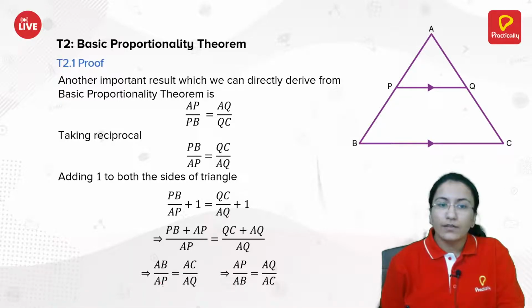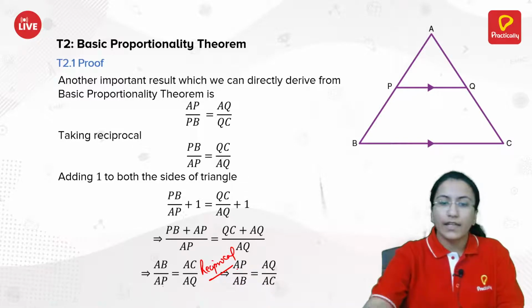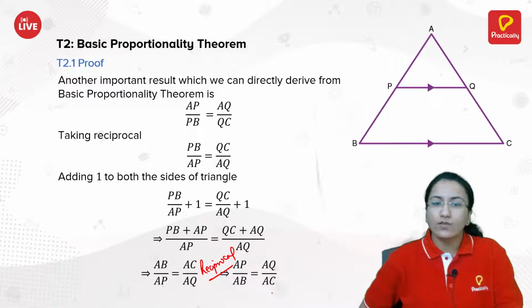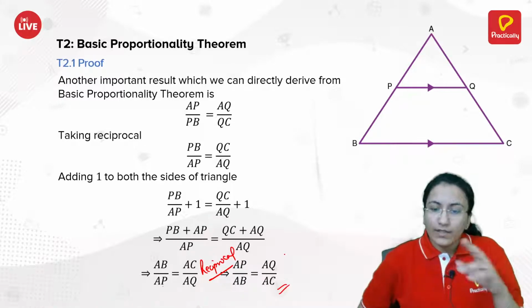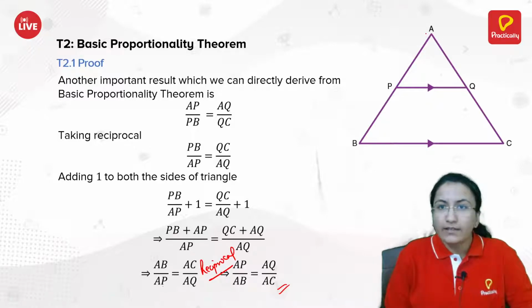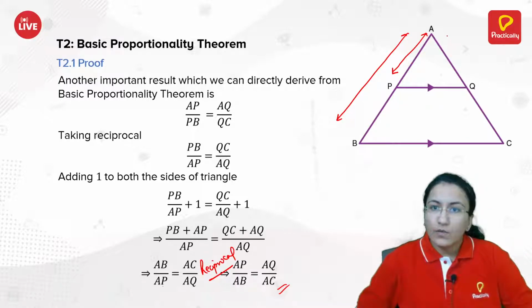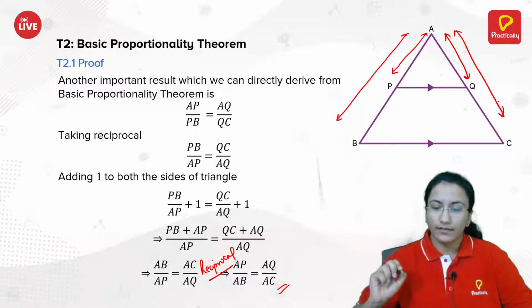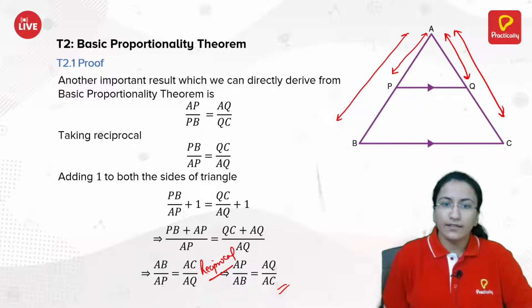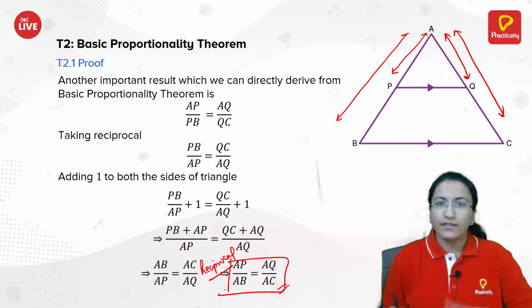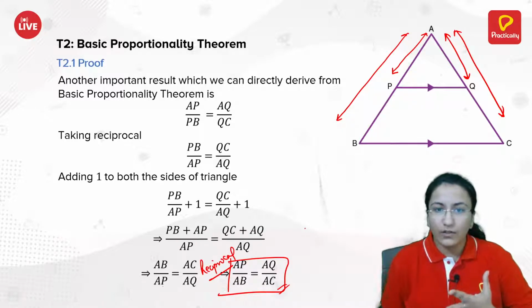If I again take the reciprocal, you will have AP by AB is equal to AQ by AC. Now you can see from the result what we have as AP, this quantity divided by this complete length, is equal to this much length divided by this complete length, right? You are getting this result. Now you can even see this as another result for your BPT, right?